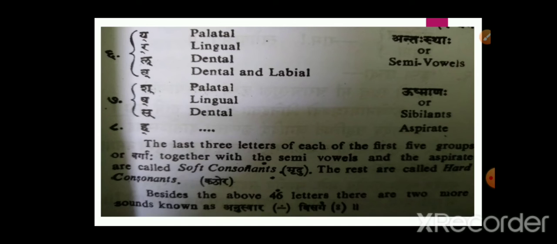Right now what you need to observe is, just know that anuswara means on top of a letter there is a dot, and visarga means at the end of a letter there is a colon. That is called as visarga. So in total we have 46 alphabets. Along with the 46 alphabets, we have two more sounds. Those are called as anuswara and visarga. So this is enough as of now. Let's move further.